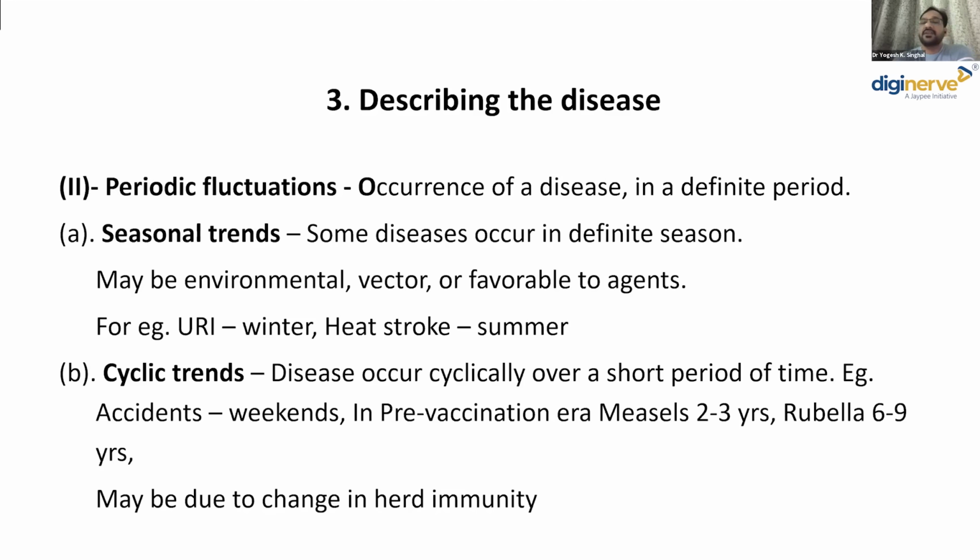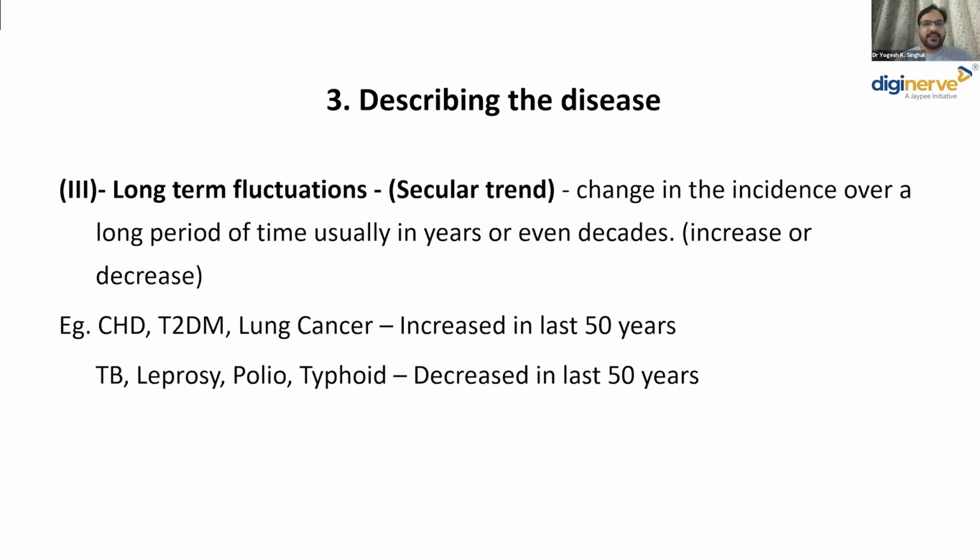One more thing, on weekends you see the cases of accidents are high because on weekends we are having parties. From Monday to Saturday we are doing work, and on Saturday evening everyone is going out, drinking and driving, and there are increased chances of accidents. So this is about the cyclic trend. Now, long-term fluctuation, which is also called the secular trend.